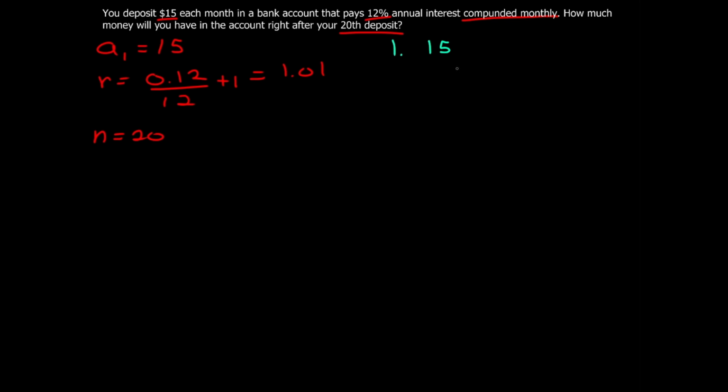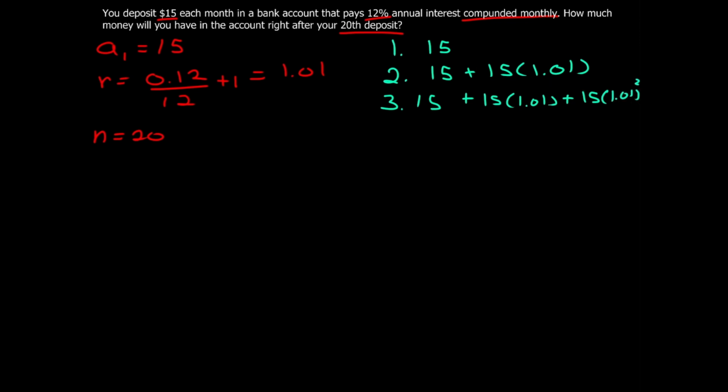This is right after we deposit $15. After our second deposit, we're going to deposit another $15, but the first $15 we deposited is now going to be compounded monthly. So it's going to have some interest. For our third month, right after it, we're going to add another $15. The $15 that we added the second month is going to be compounded monthly. And our original $15 from the first month is going to be compounded twice, and it's going to be squared. And so this is going to continue all the way down until we get to the 20th deposit. And that's just kind of to help you visualize it.